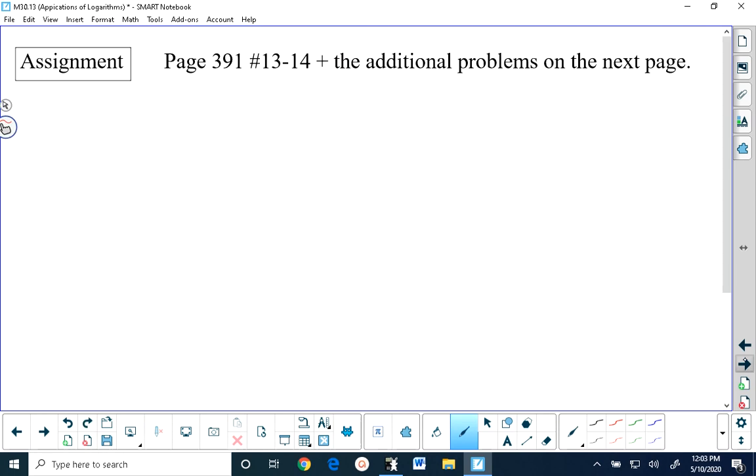And that's it. Very short lesson. There's a couple of questions from your textbook, and then there are a few questions that are attached to this handout that you should work on in order to get practice with rearranging these logarithmic equations.